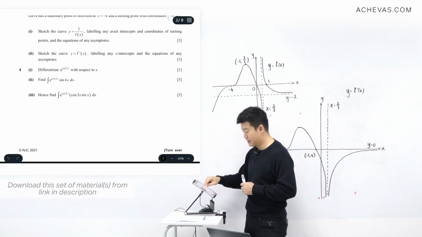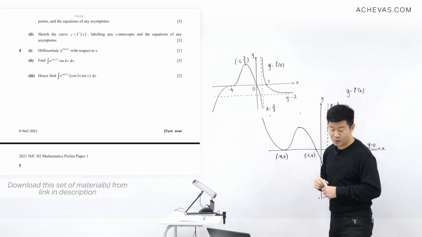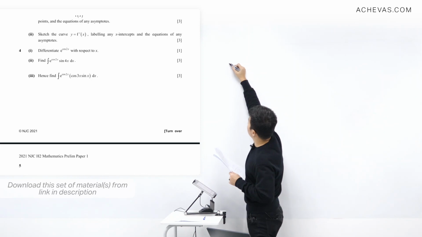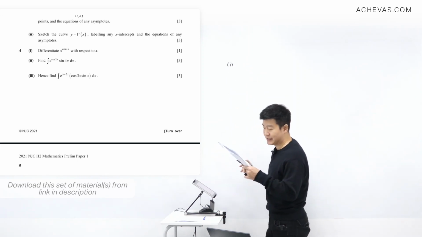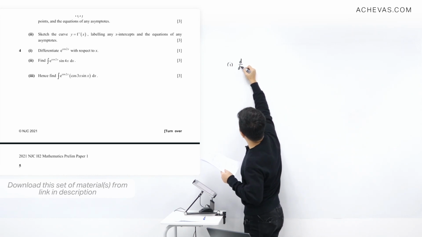Let's continue with the next part of the question. The next part of the paper is an integration question. Let's take a look at this. So question number 4, part 1. We are supposed to start off with a differentiation. So let's try to do this simple differentiation.